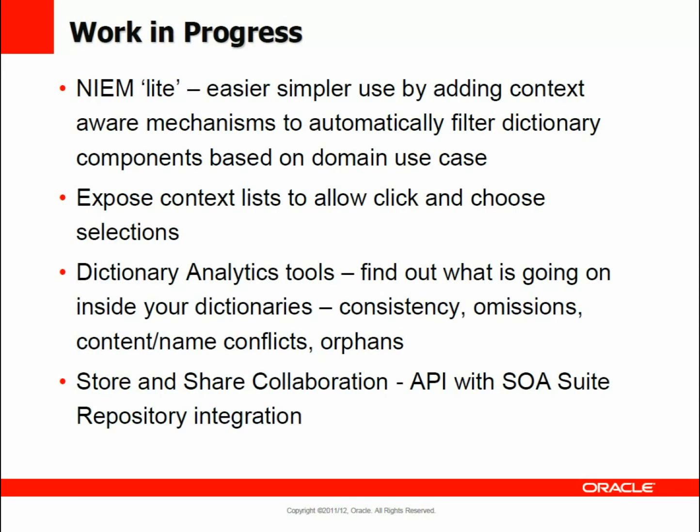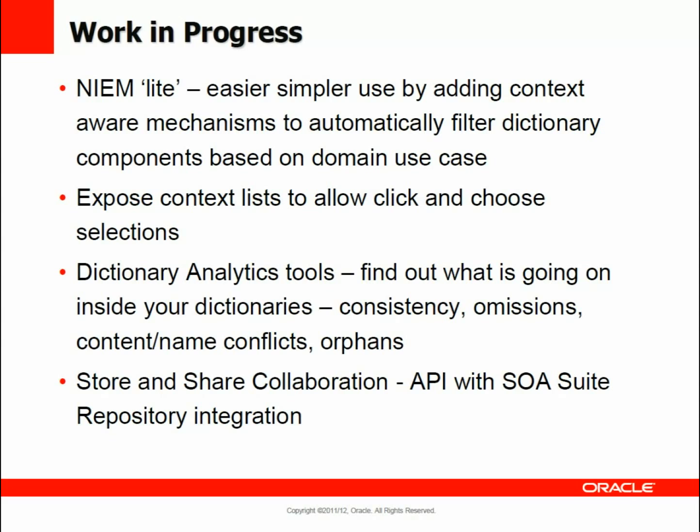Work in progress is building a NIEM Lite, which is easier, simpler to use by adding context-aware mechanisms to automatically filter dictionary components based on domain use case. So NIEM today does not have context. So when you look at definitions in the dictionary, you see a huge array of components. So the idea is that that information overload can be reduced, by only showing you components that are relevant to the particular context that you need. And being able to expose those context lists so you can simply click and choose the ones you want.